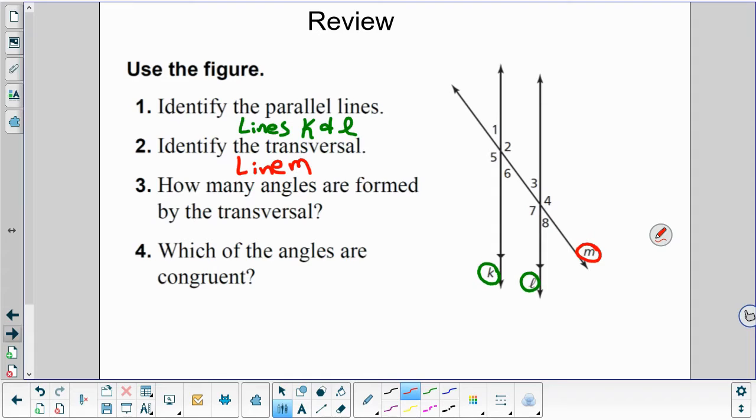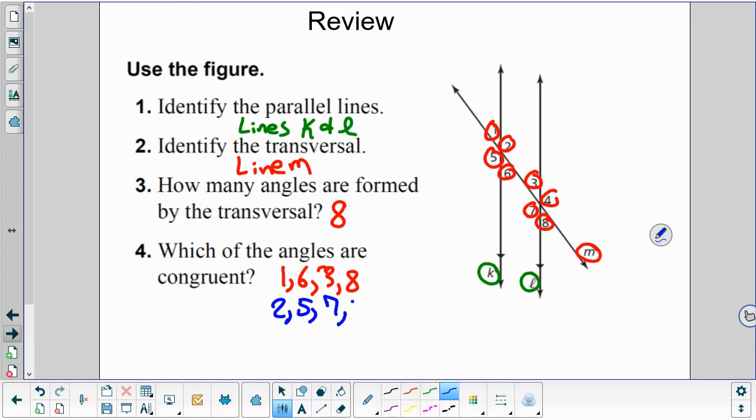So we ask ourselves how many angles are formed by that transversal. Well, we've got them numbered right there. You got 1, 2, 3, 4, 5, 6, 7, 8. So 8 angles are formed. Which of the angles are congruent? Well, you've got two sets of 4 congruent angles. So angle 1, 6, 3, and 8 are all congruent. And then that would mean all the rest of them are also congruent in their own way. So 2, 5, 7, and 4 are also congruent angles.